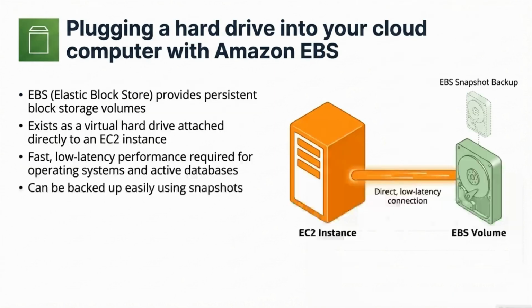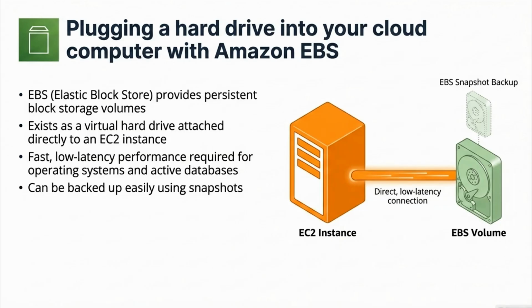And let's move to the next thing, that is plugging a hardware into your cloud computer with Amazon EBS. So if S3 is a warehouse for your files, Amazon EBS is the physical hard drive which you plug directly into your computer. Because EC2 instances are virtual, they need virtual hard drives to install their operating system and run faster applications. So basically, you attach an EBS volume to your EC2 instance, right? That is the great thing.